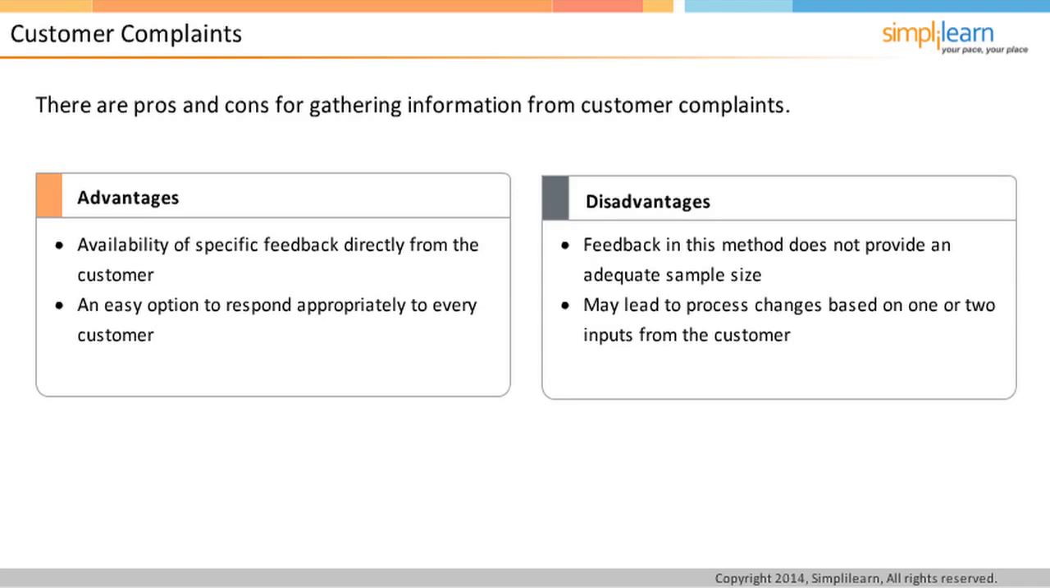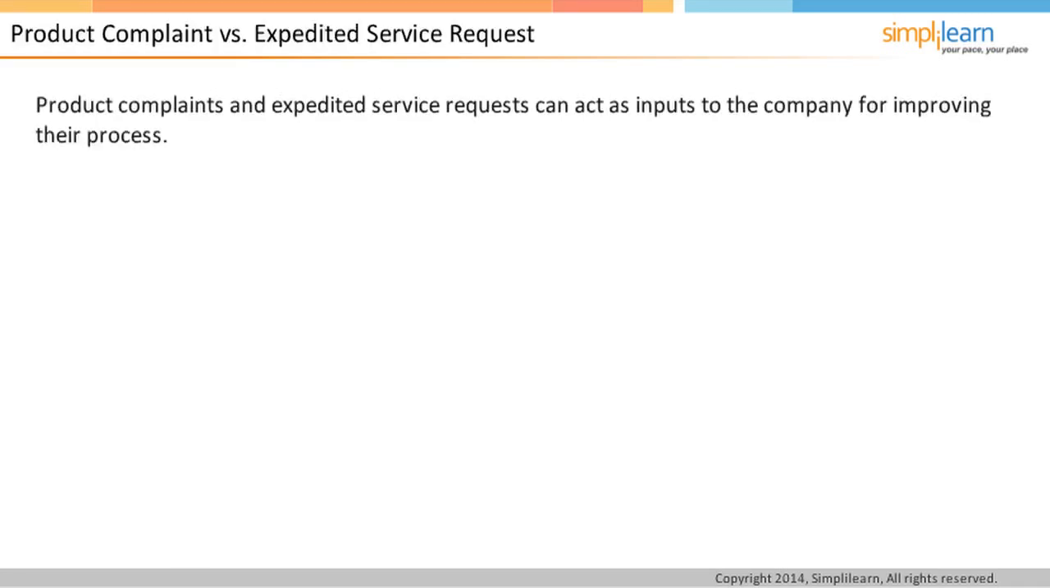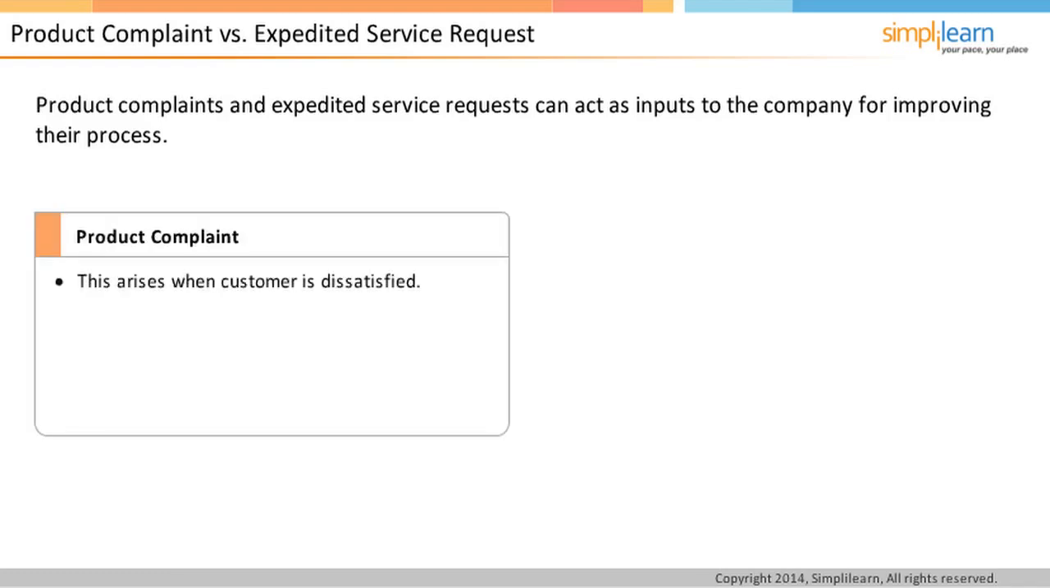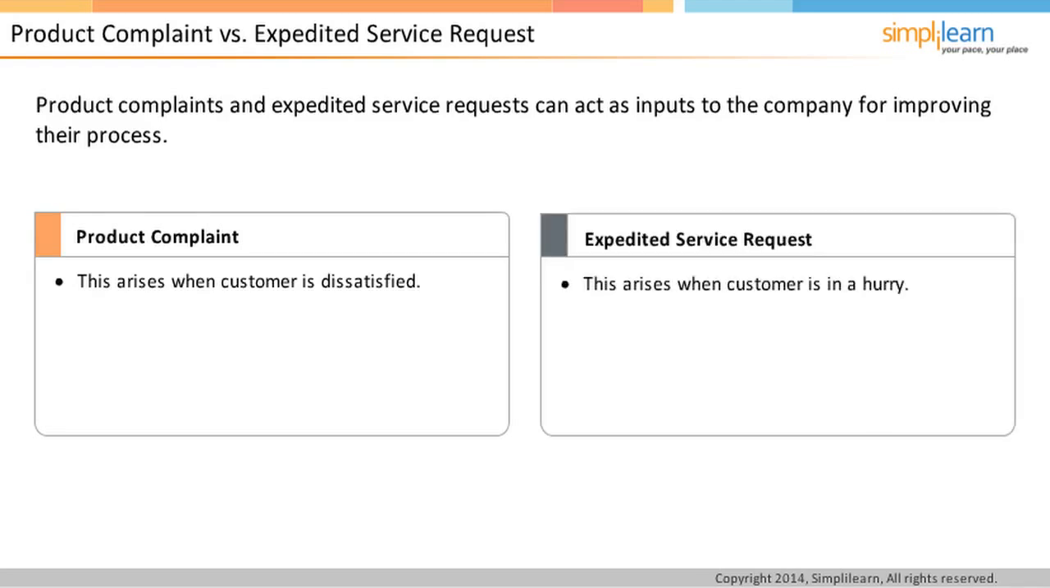The next screen will discuss the difference between product complaint and expedited service request. Product complaints and expedited service requests can act as inputs to the company for improving their process. These details address the needs of the customer in an indirect way. A product complaint means that the customer is not happy with the product that he has purchased from the company. An expedited service request means a service request is being rushed. If the customer requires the items immediately, then an expedited service request is raised from the customer, and the organization tries to fulfill it to please the customer.